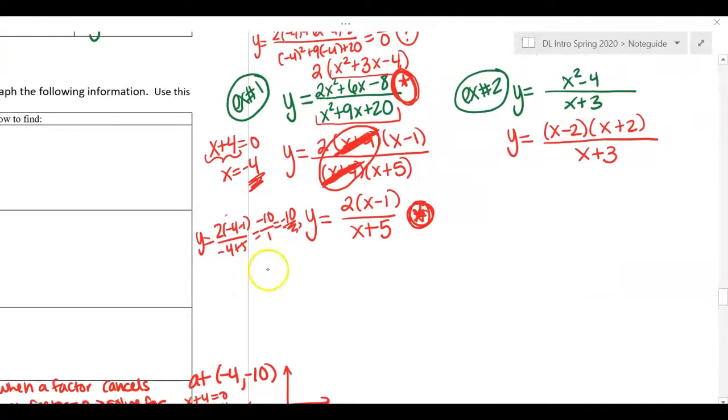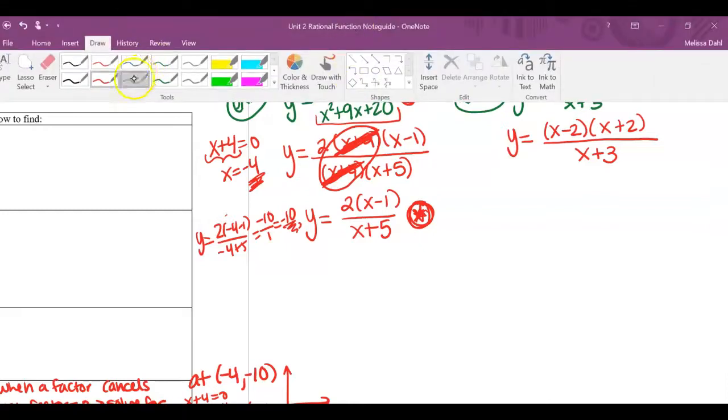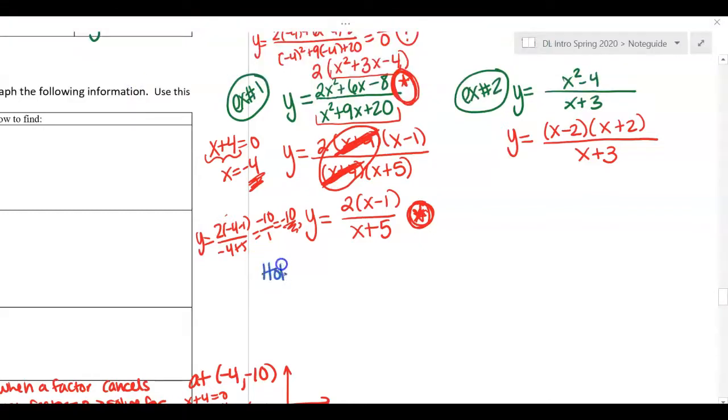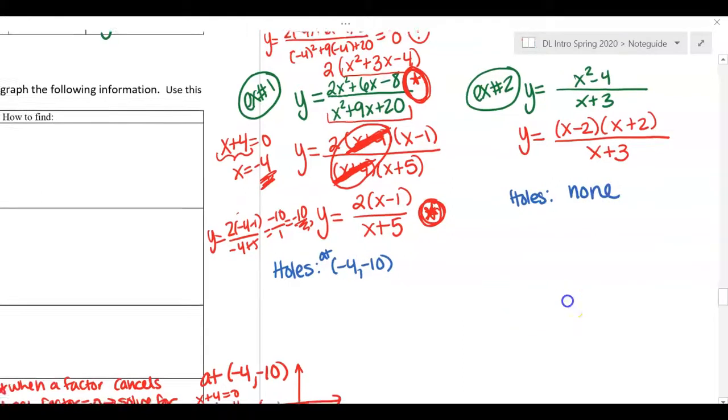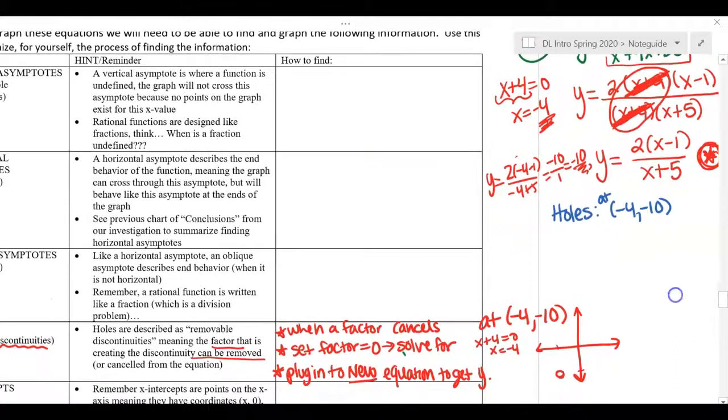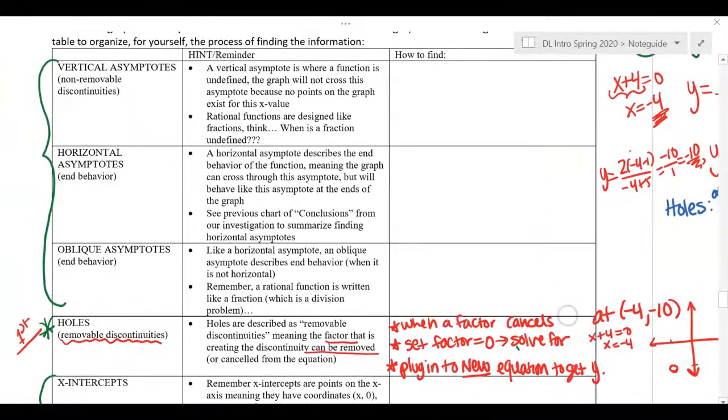So I'm going to make a little list for us in a different color so it doesn't get too confusing. So for us in this graph, we had a hole at -4, -10. And in this graph, our holes would be none because there was no factor that canceled out, so there's not anything weird like that that's going to happen. So the next thing we want to do is go through our asymptotes. Notice there are 3 different types of asymptotes by name. There's a vertical asymptote, a horizontal asymptote, and an oblique asymptote.